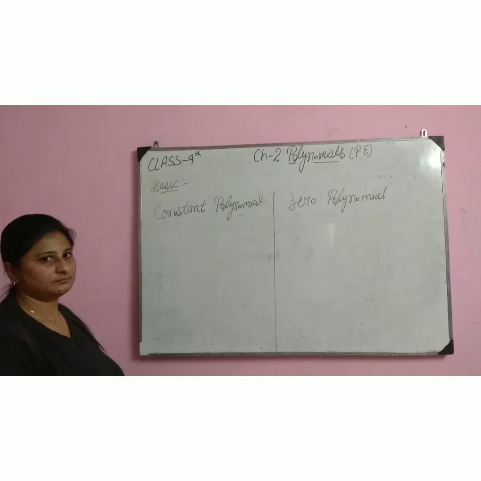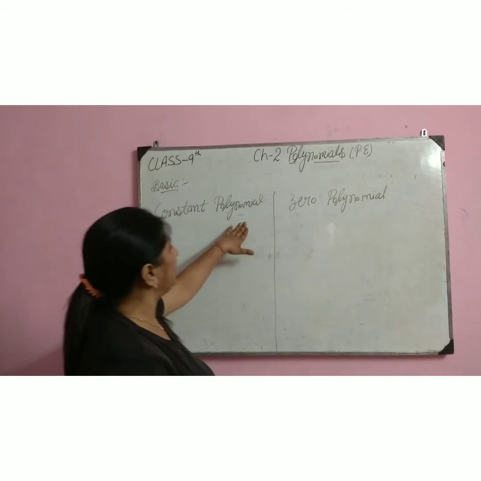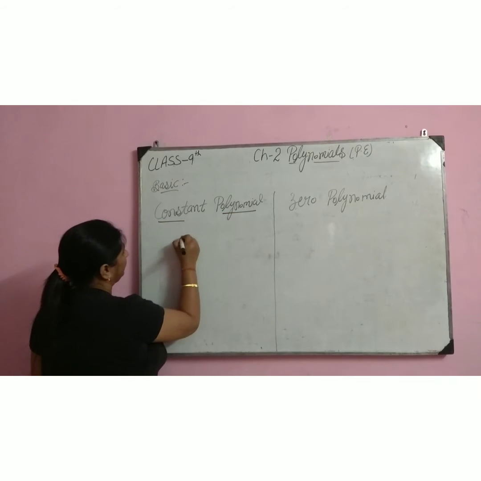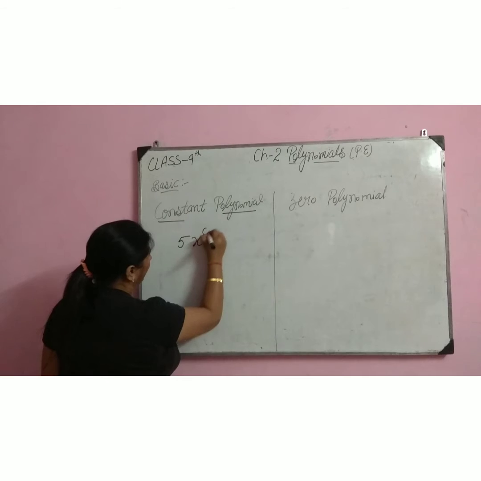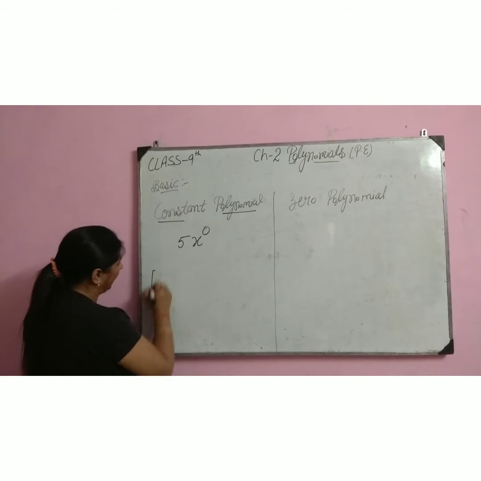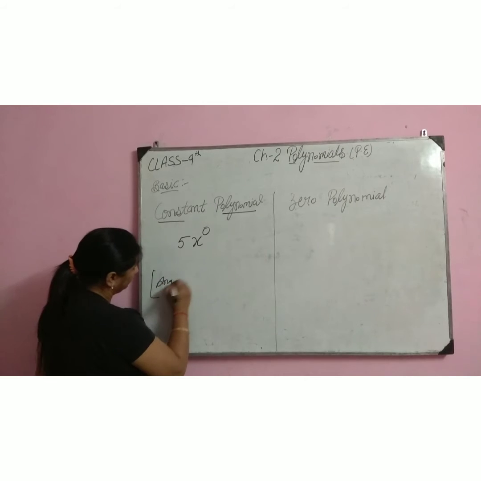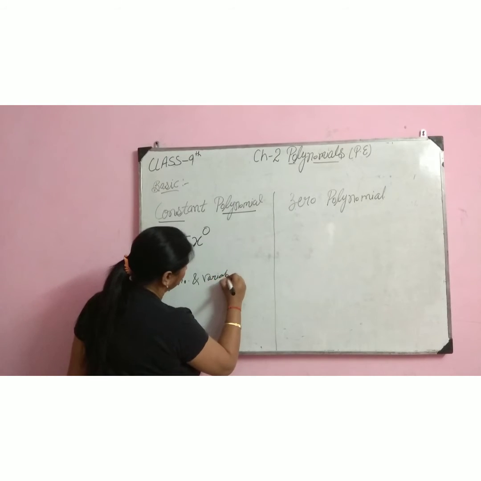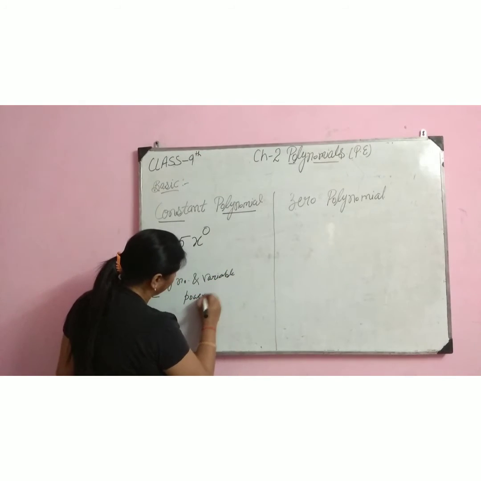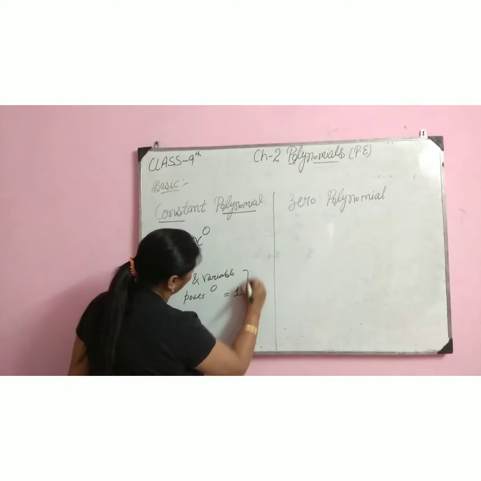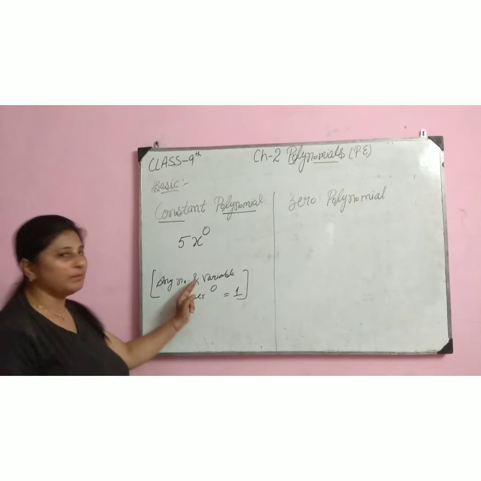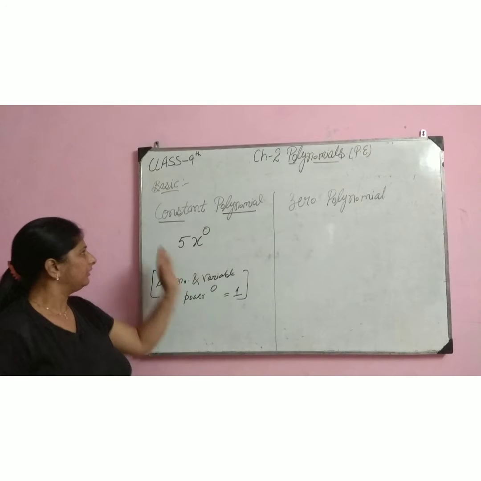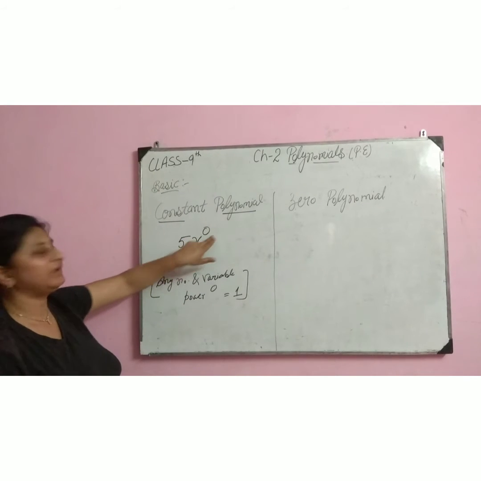Next, constant polynomial and zero polynomial. Constant polynomial means, suppose I write 5. We can write it as 5x raised to power 0. We know that any number or variable with power 0 is always equal to 1. So the constant polynomial 5 is 5x raised to power 0.